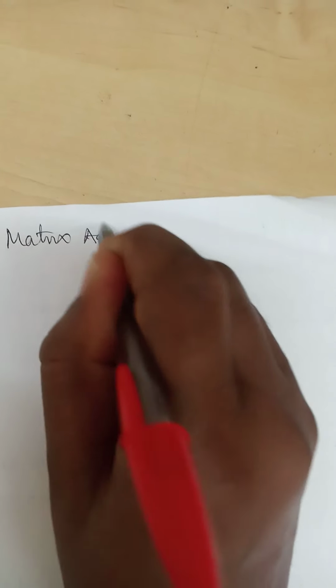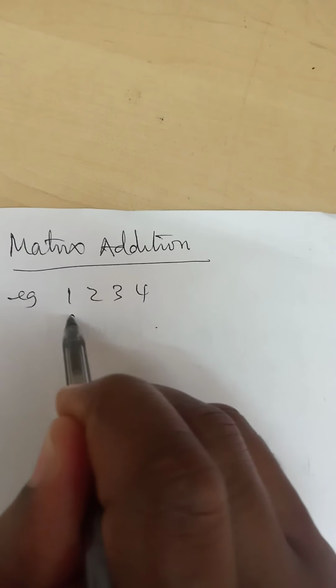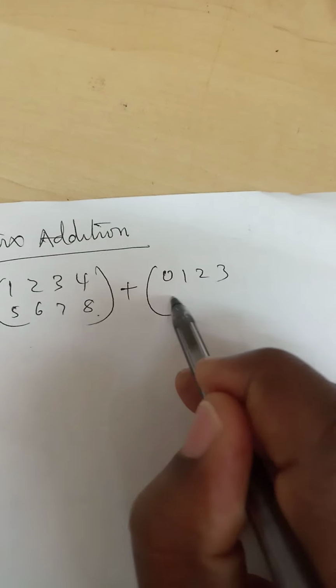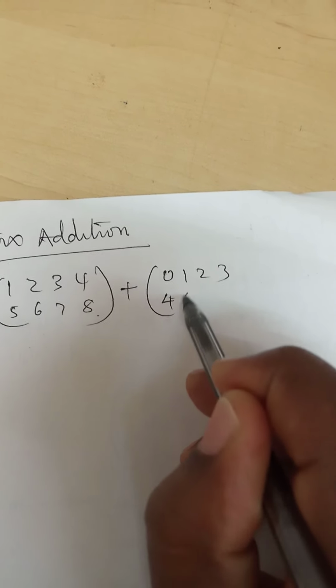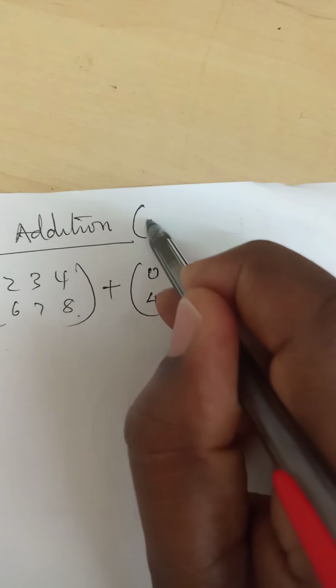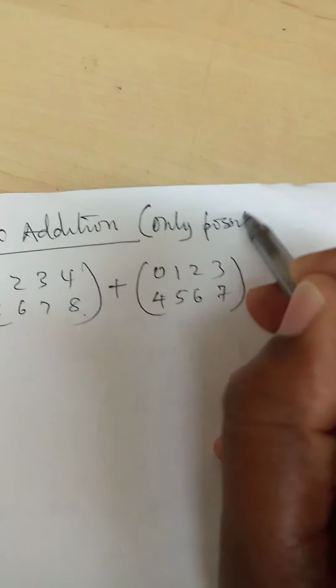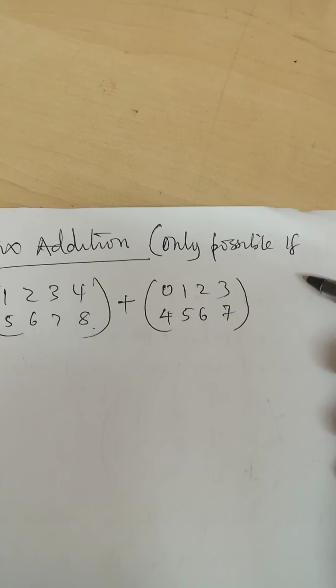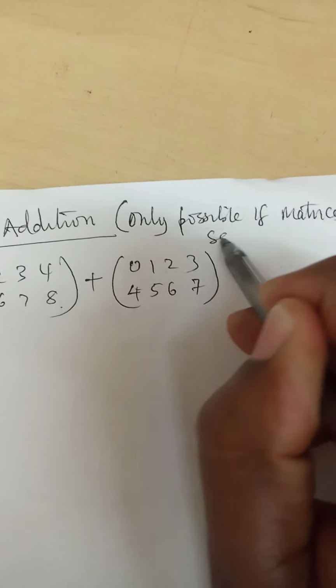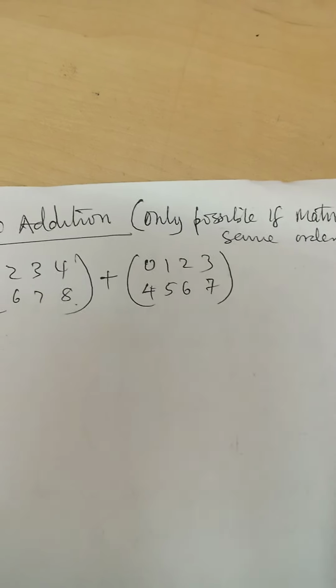We can quickly look at matrix addition. When adding matrices, we add corresponding terms. E.g., if I have 1, 2, 3, 4, 5, 6, 7, 8 as a matrix, and I add it to 0, 1, 2, 3, 4, 5, 6, 7. First of all, addition is possible only if the matrices have the same order. If the order is different, then matrix addition would be impossible.